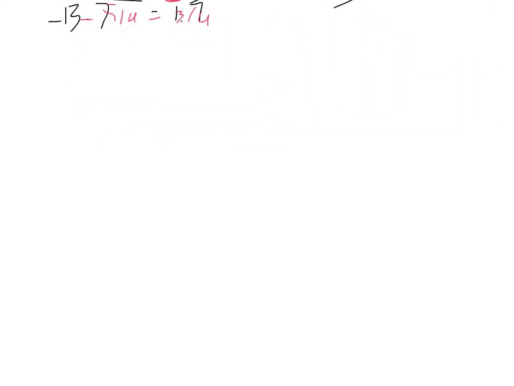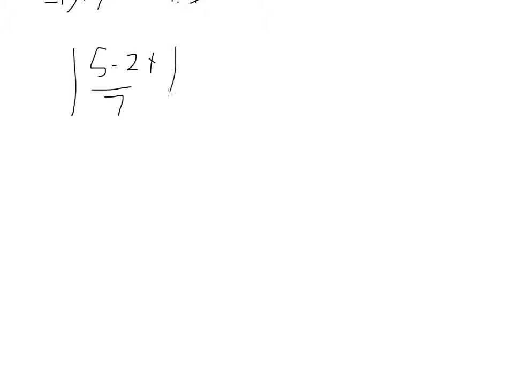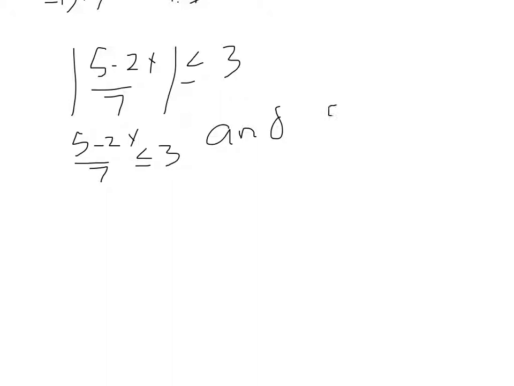So next one we got is the absolute value of (5 minus 2x) over 7 is less than or equal to 3. So once again, the absolute value is less than or equal to the number, so this is an "and" problem. We have our positive case, (5 minus 2x) over 7 is less than or equal to 3. The negative case, (5 minus 2x) over 7 is greater than or equal to negative 3.